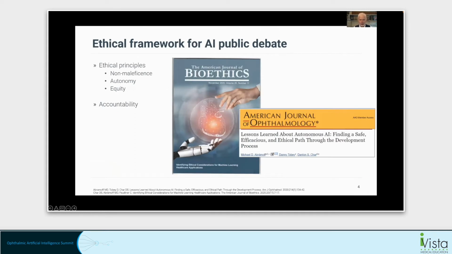I mentioned the ethical framework and that this all started with that, not with an algorithm, but with how you embed this in the healthcare system in the right way.